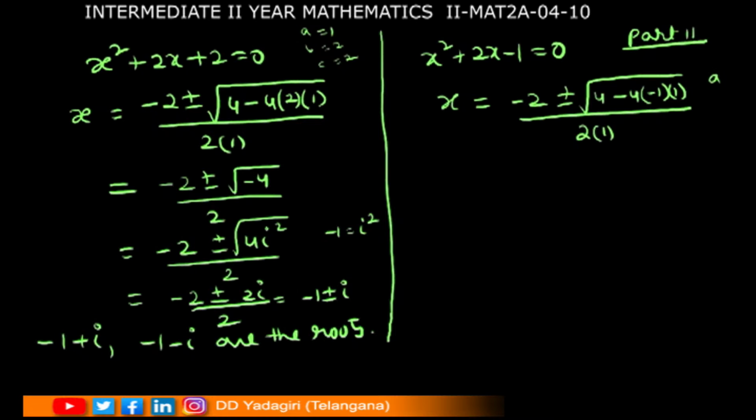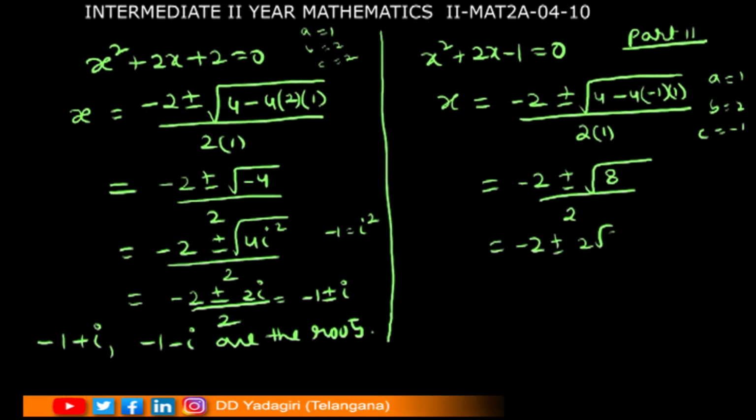What is a here? 1. b is equal to 2. c is equal to minus 1. Is it not? So this is equal to minus 2 plus or minus under root 4 plus 4 is 8, by 2. This is minus 2 plus or minus 2 root 2 by 2. This is equal to minus 1 plus or minus root 2. So minus 1 plus root 2 and minus 1 minus root 2 are the roots.